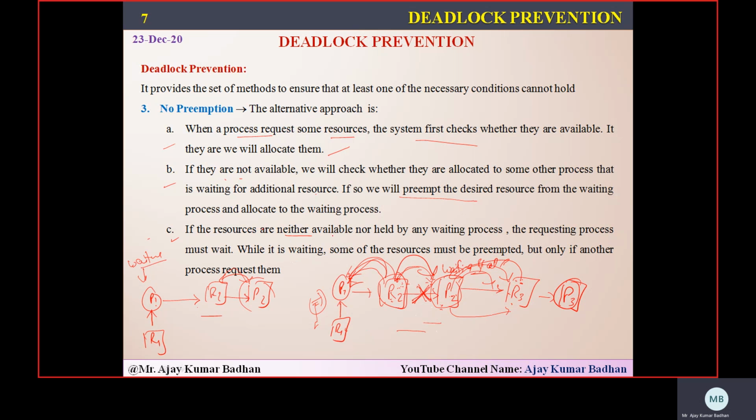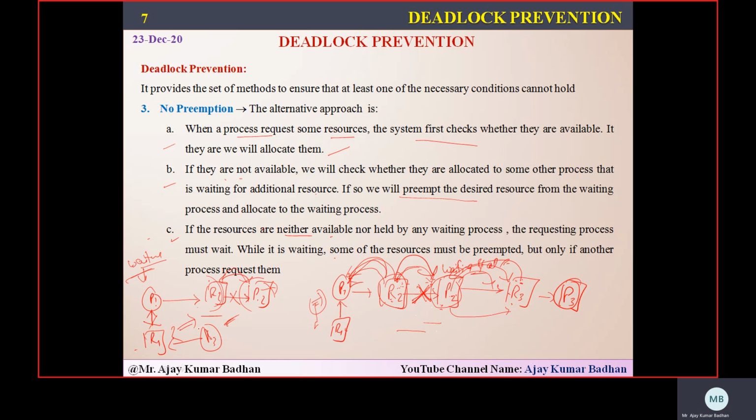So P2 is waiting for R3, so we'll simply preempt the R2 resource from P2 and allocate it to this particular P1. If the resource is neither available nor held by a waiting process, which is what this scenario is talking about, the requesting process must wait. While it is waiting, some of its resources may be preempted, but only if another process requests them. So this is describing the other scenario. R2 is actually held by P2 and he is not waiting for some other resource. So in that case, we can't preempt this resource, and this process should enter a waiting state. But we can preempt R1 if some other process is requesting it.